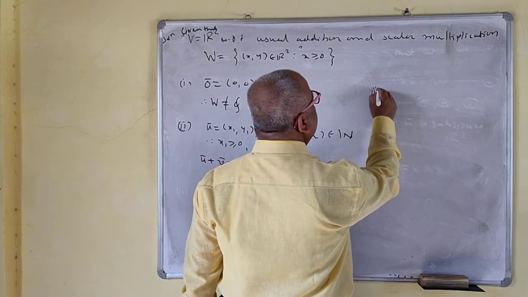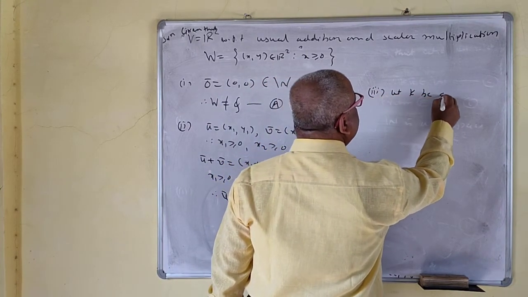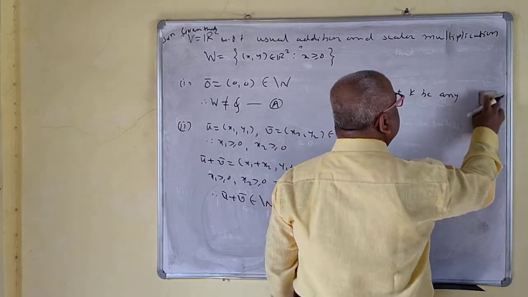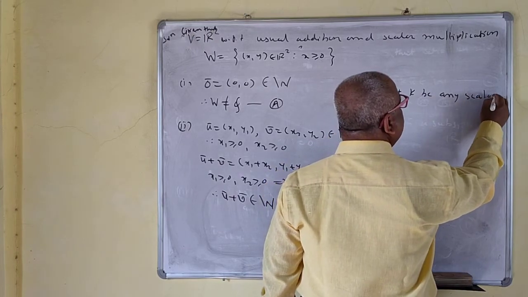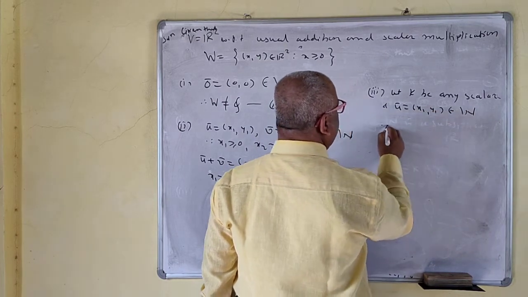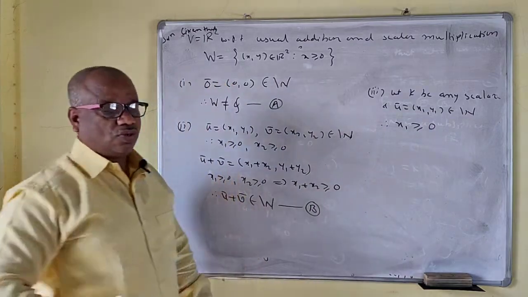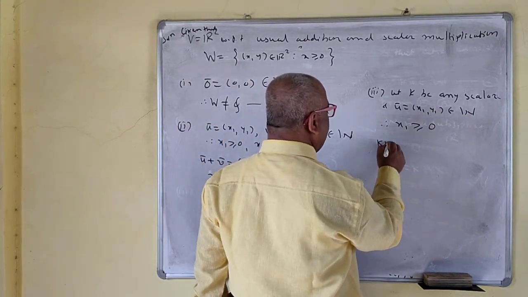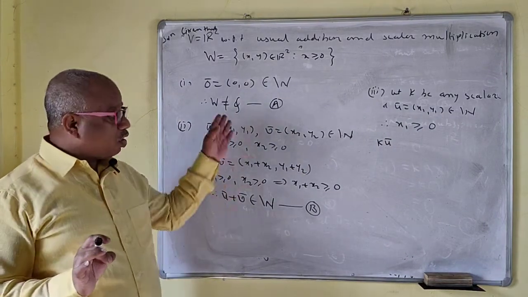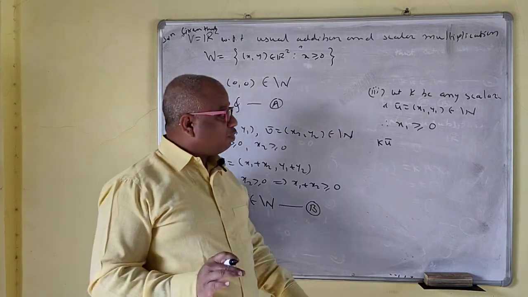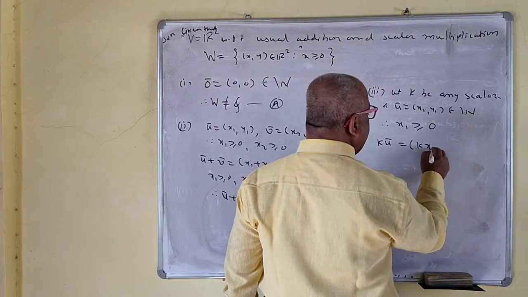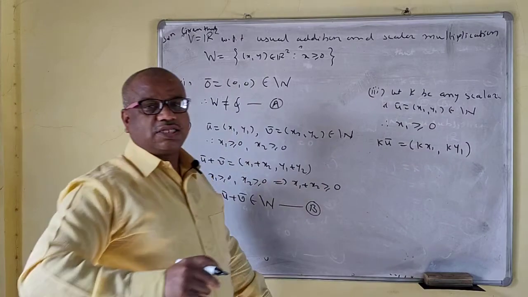Now we'll go for the third one. Let K be any scalar, and U bar is equal to x1 y1 belong to W. So therefore x1 is greater than or equal to 0. Okay. So we'll check for this one, K U bar. So now the question is whether it is a subspace. That means we are not sure whether all three conditions hold or not. Okay. So we have to check whether that is in W or not. So K U bar is K x1, K y1. Okay. Usual addition and scalar multiplication is there.